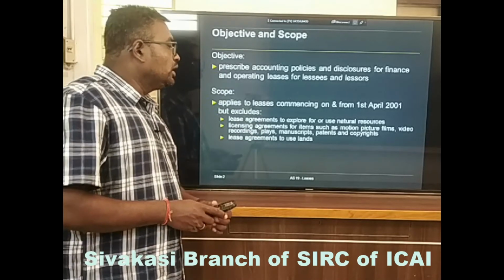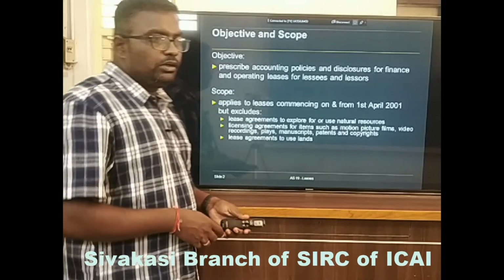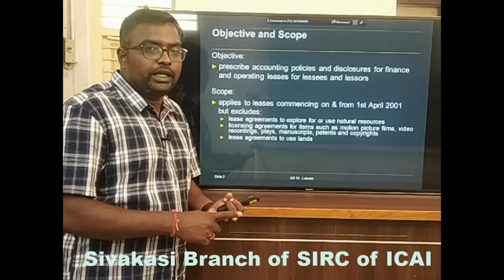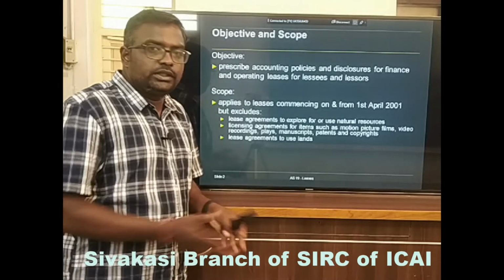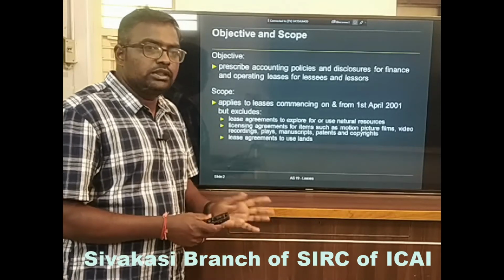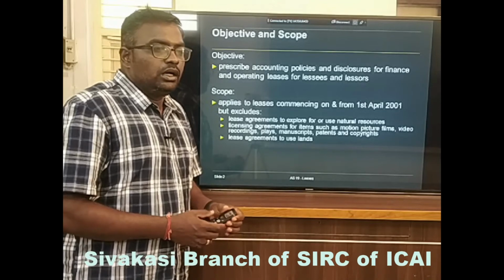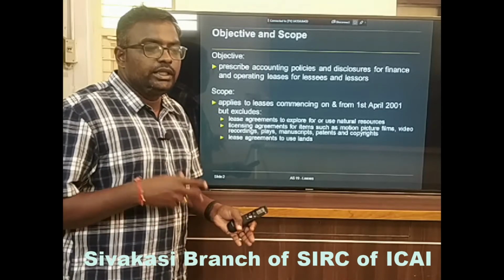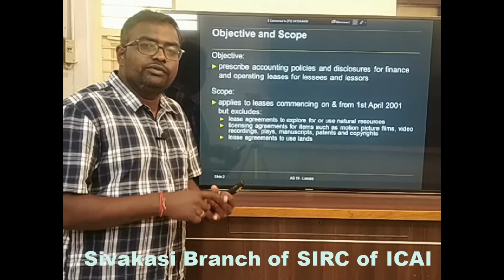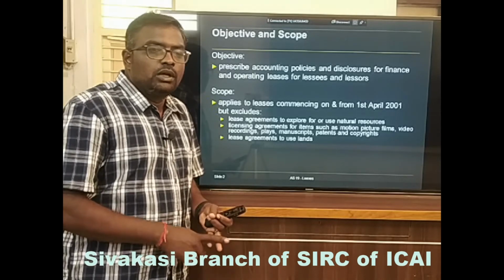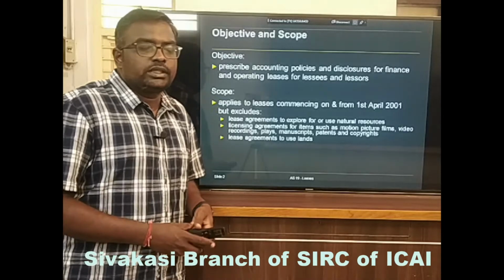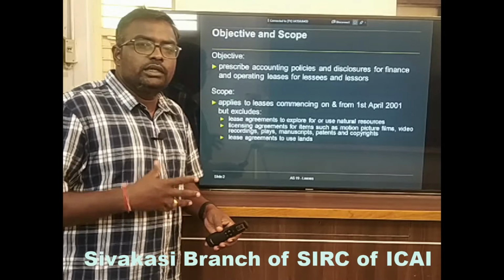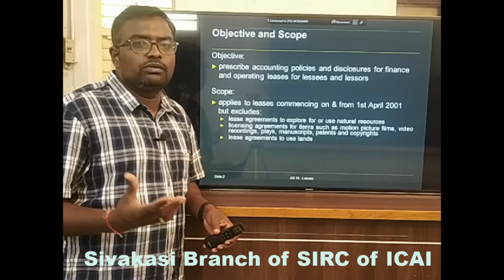To be very brief, this standard covers two types of leases: finance lease and operating lease. This standard requires us to identify whether the lease agreement we entered into is a finance lease or an operating lease. Why is it really important? Because the accounting treatment itself differs, as this standard believes more in substance over form.